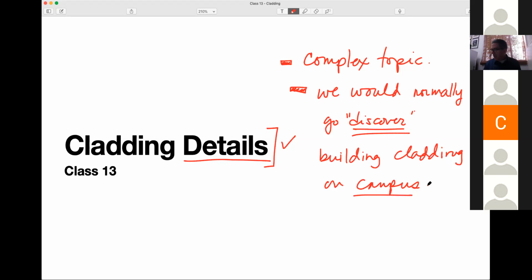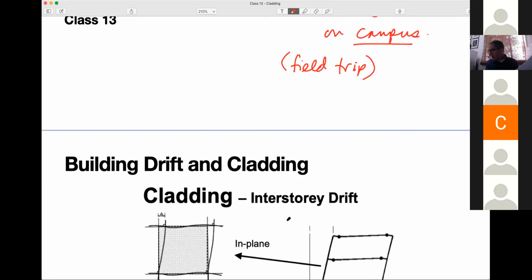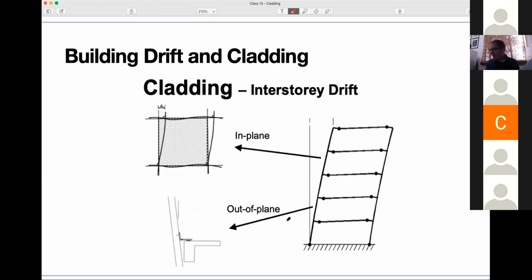You've probably done that before in other structures classes, gone on a field trip, the so-called campus field trip. So you probably would have done that back in 226 or something like that, structural systems. So this would be a time that we would go do that. And so we are making the best of the fact that we cannot do that, and we will proceed as we can. That's a little bit why we'll do a little bit of time with project 3, to take the place of that. So building drift and cladding.